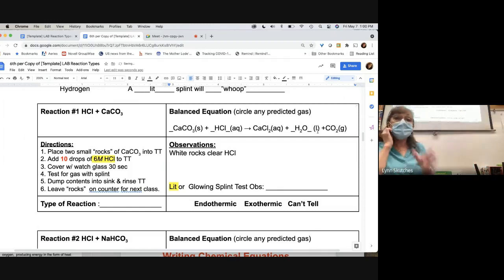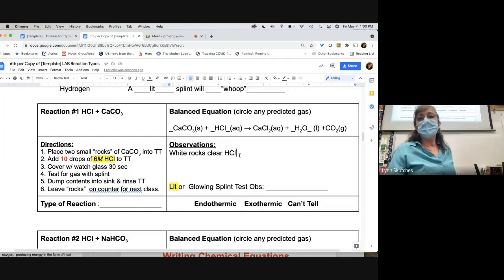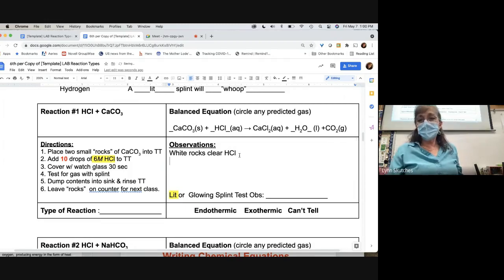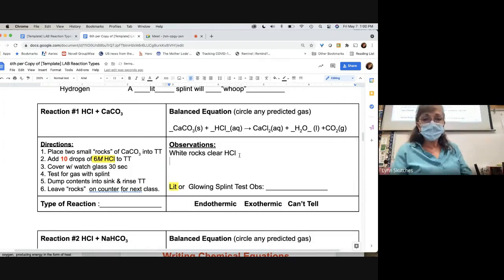Now, this is not balanced. We'll talk about that on Monday. I just want to get this part on here. So, again, once you put the acid with the rocks, you're going to see bubbles. Okay, bubbling. I'm just telling you ahead of time. Write down anything else you see, and then tell me what happens to the splint on this line and circle endothermic, exothermic, or can't tell.